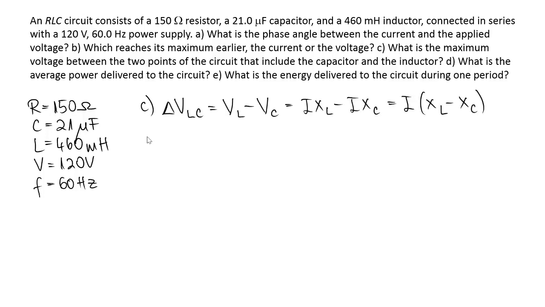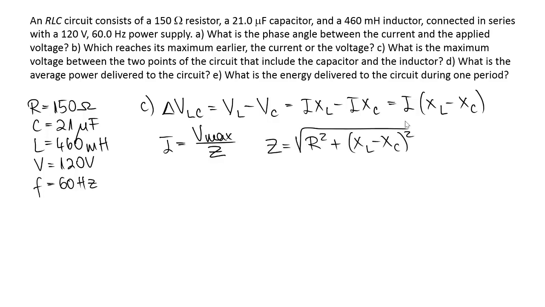So the voltage across the inductor and capacitor together will be the voltage across the inductor minus the voltage across the capacitor. The voltage across each element can be written as the current multiplied by the reactance of that particular element. And as you can see, we need to figure out the maximum value of the current in the circuit. The maximum value of the current is calculated as the maximum voltage in the circuit divided by the impedance. We need to find the impedance now.